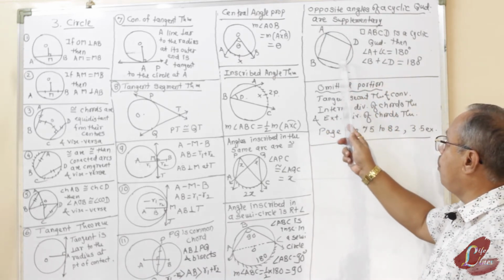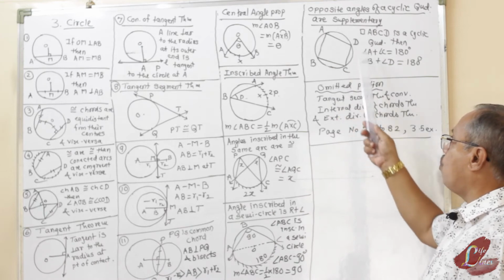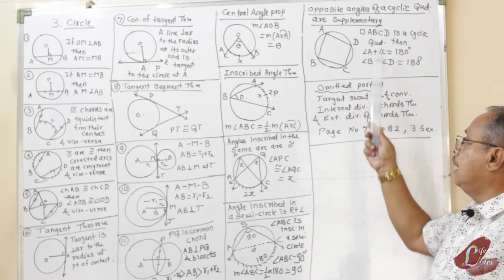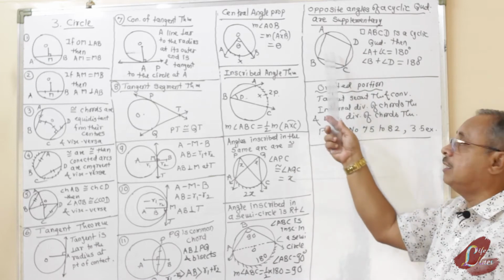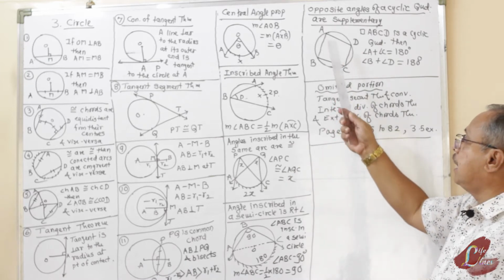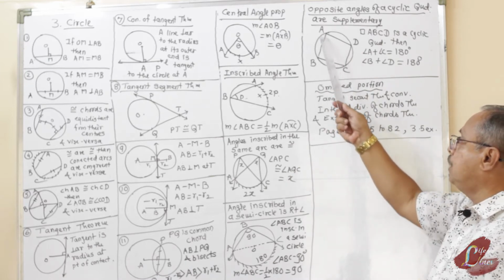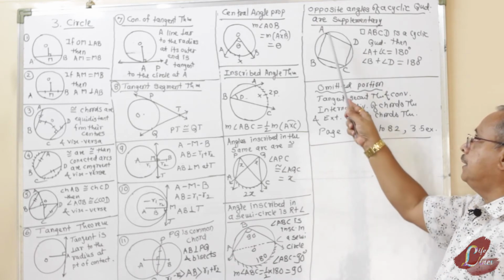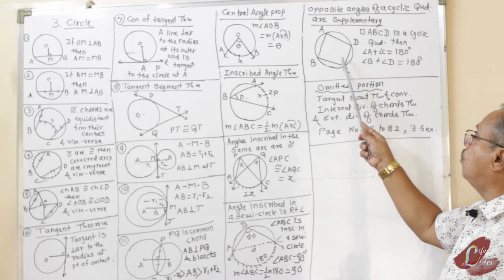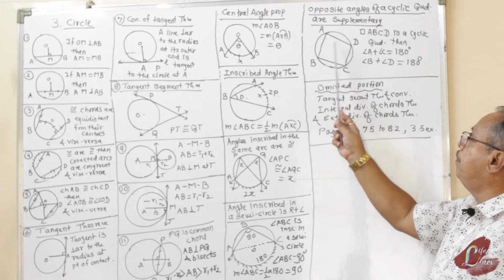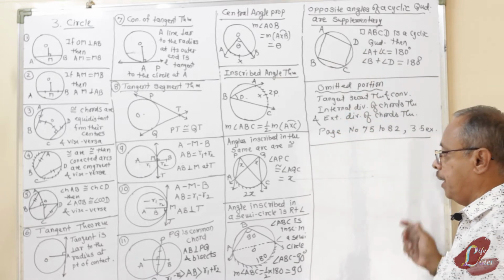When all 4 points A, B, C, D of a quadrilateral lie on a circle, that quadrilateral is called a cyclic quadrilateral. In a cyclic quadrilateral, opposite angles are supplementary, that is, angle A plus angle C is equal to 180, and angle B plus angle D is equal to 180.